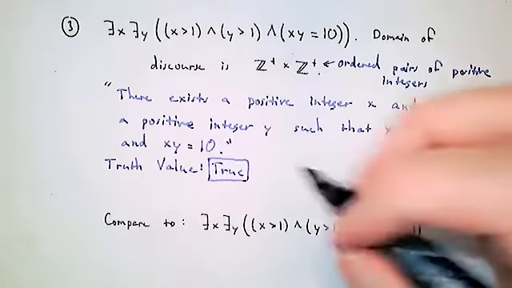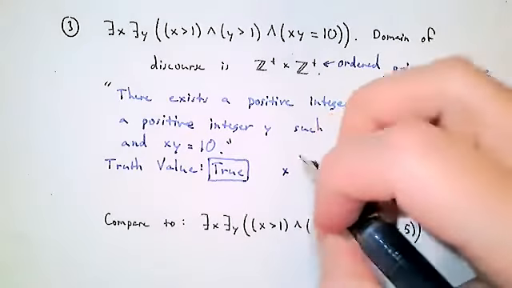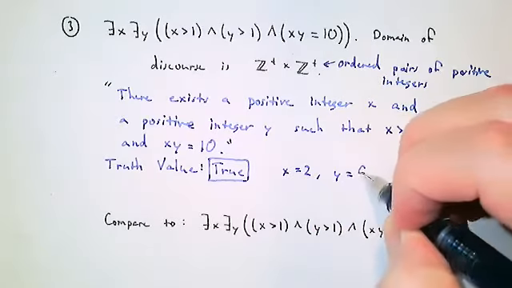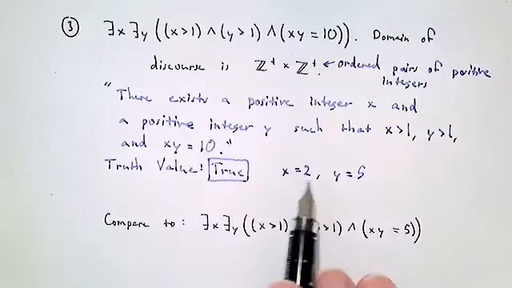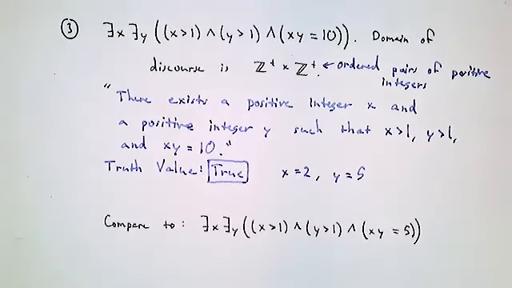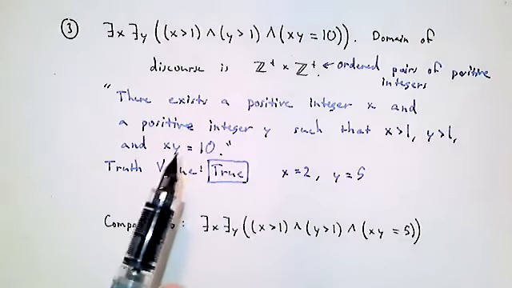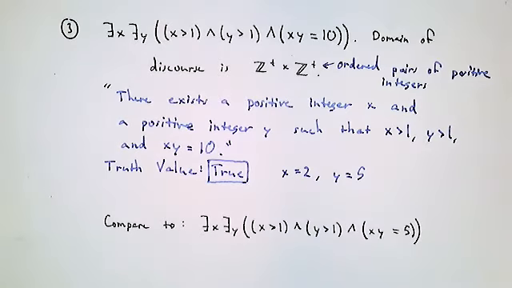5 and 2. Good. Right, and it doesn't matter which one you pick for which variable. The order doesn't matter when you multiply. 2 times 5 is the same as 5 times 2.